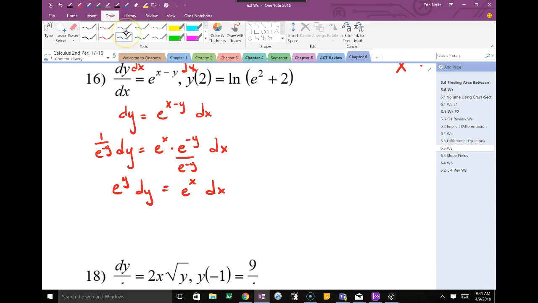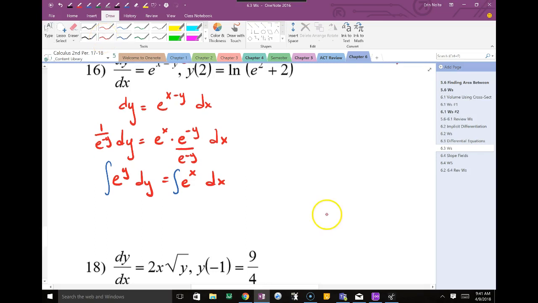So now, my next step is I integrate it. What is the integral of e to the y? And what is the integral of e to the x? e to the x plus c.